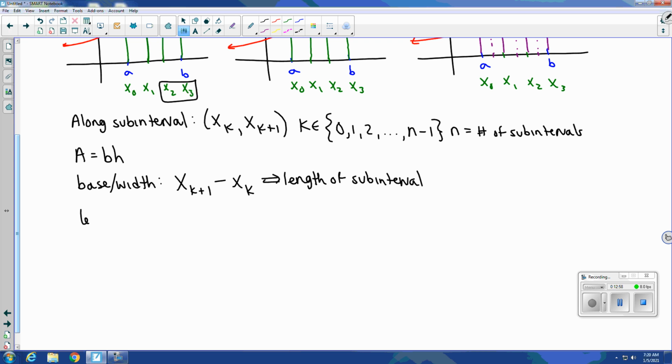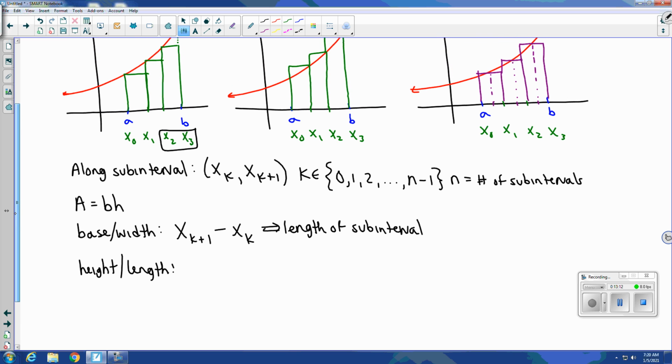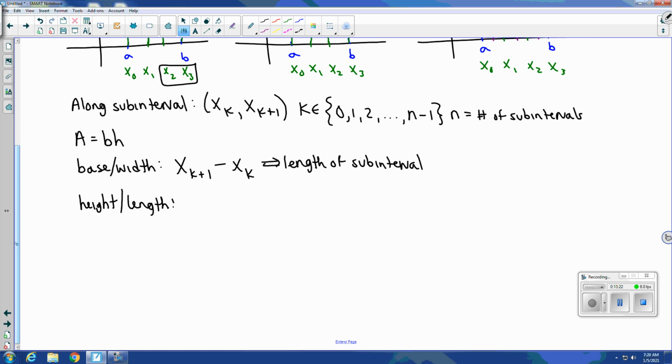How do we get the height? This is where things change for each example. The height of the rectangle comes from the function output at one of the endpoints or the midpoint, depending on what example we're looking at, for that specific method. So length, height. Let's break these down into 3 categories. We'll see for LRAM, for RRAM, and for MRAM.